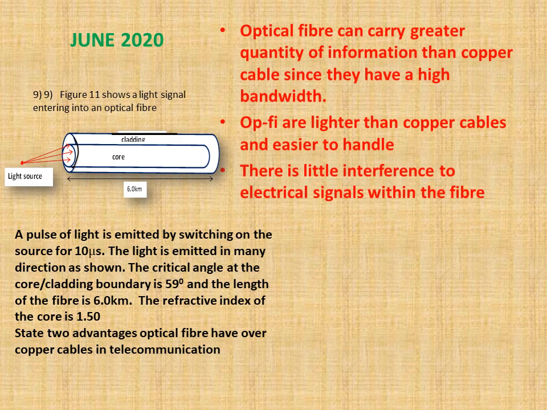Now we have a few of them. One, optical fibers can carry a greater quantity of information than copper cables since they have a high bandwidth. Optical fibers are lighter than copper cables and easier to handle. There is little interference to electrical signals with optical fibers. There is low attenuation with optical fiber, low loss of information.